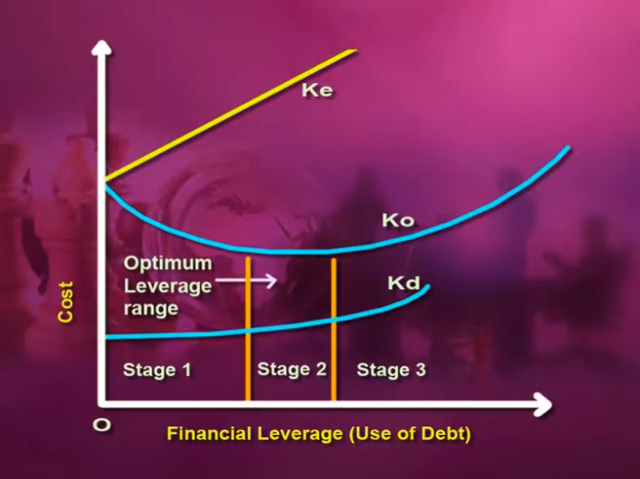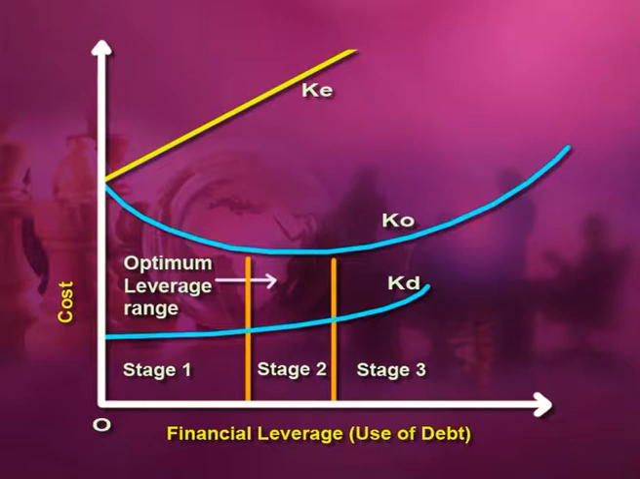This happens because investors perceive a higher degree of financial risk and demand a higher rate of return on equity, which exceeds the advantage of low cost debt. The effect of financial leverage on cost of equity, cost of debt and overall cost of capital under the traditional approach can be explained with the help of this diagram.